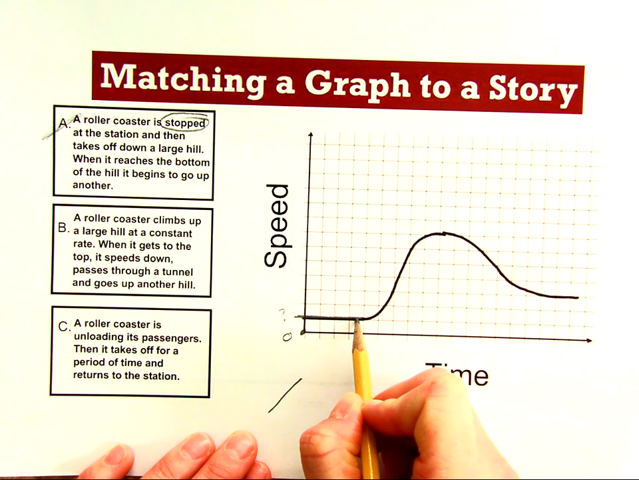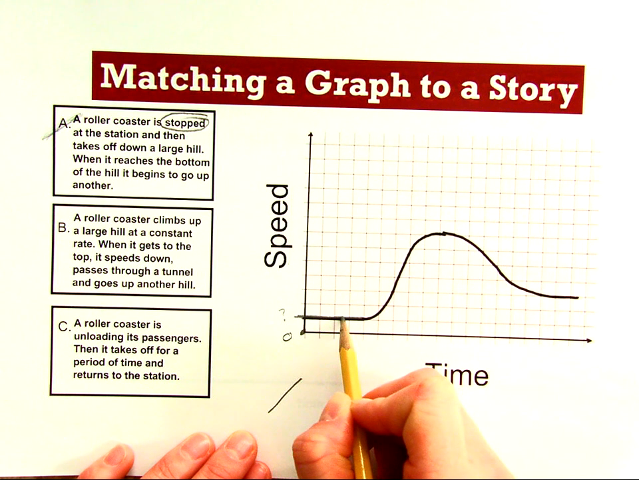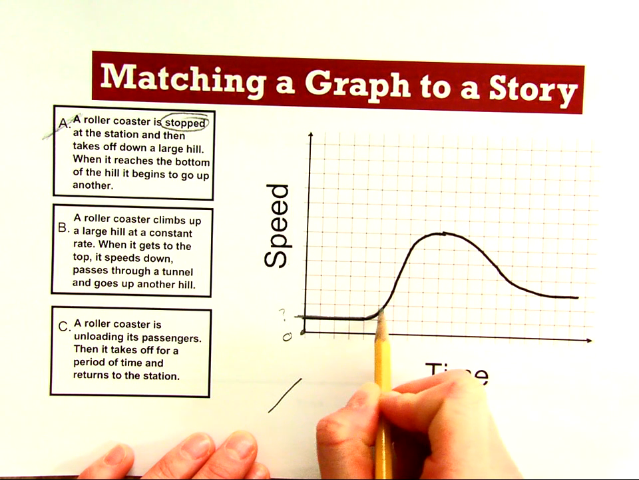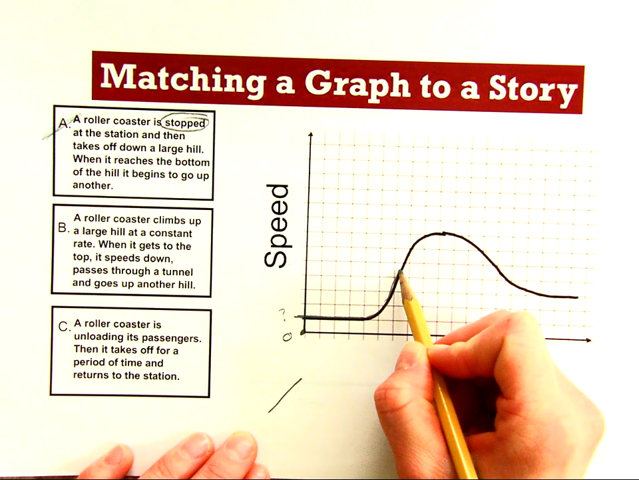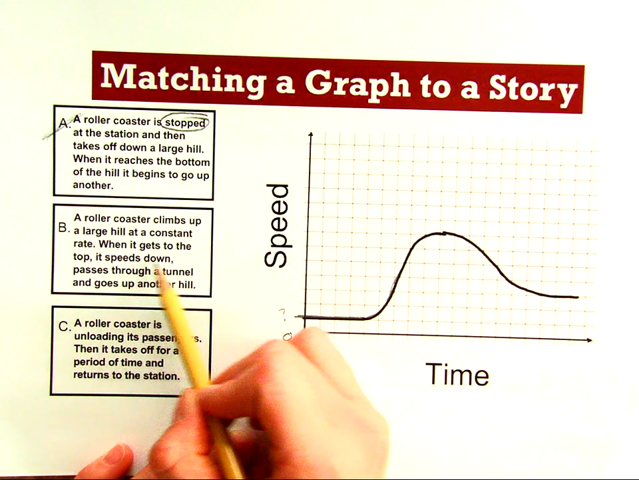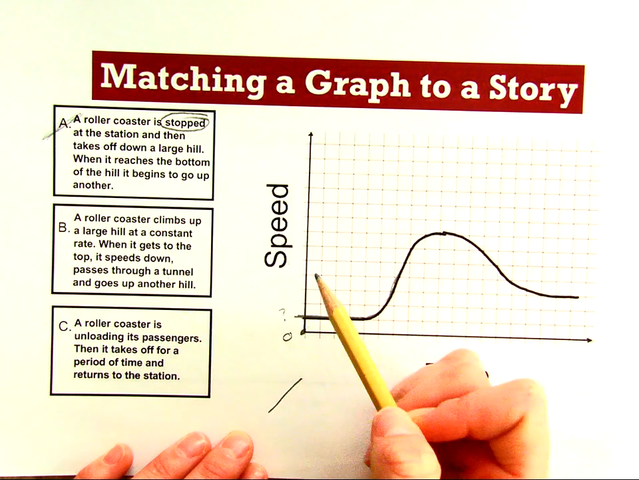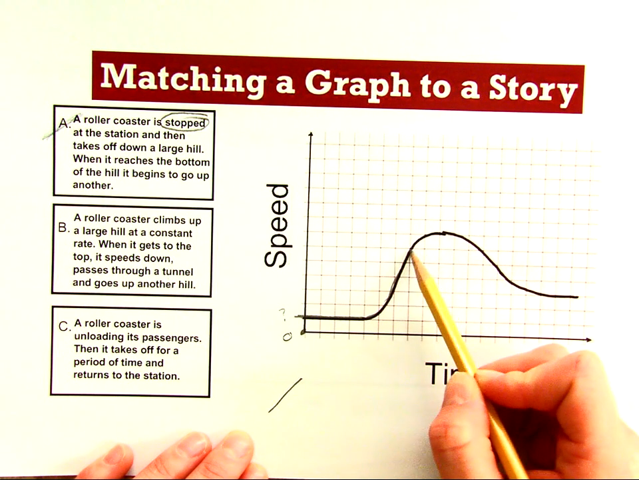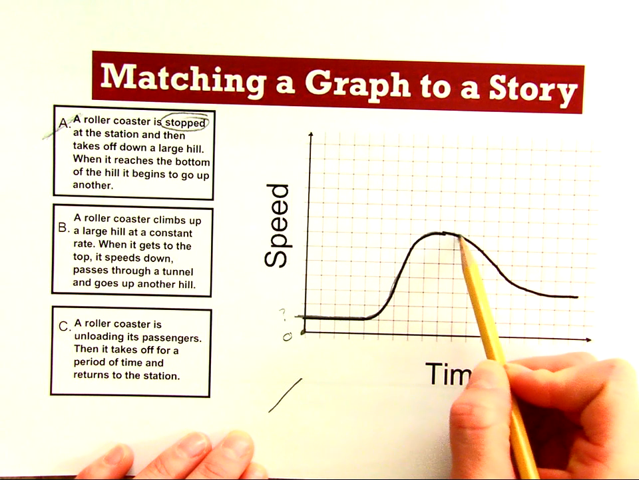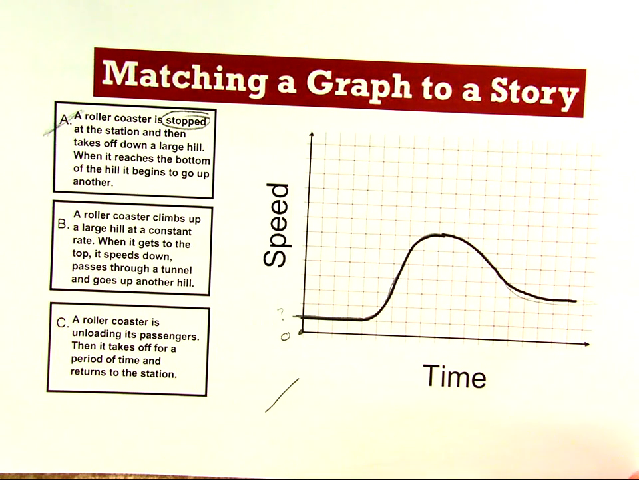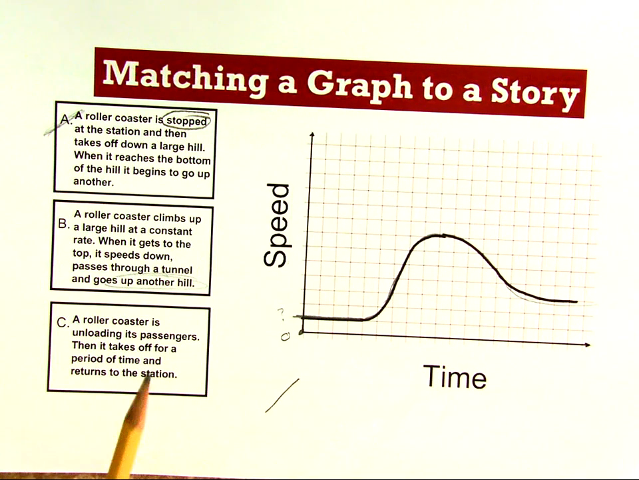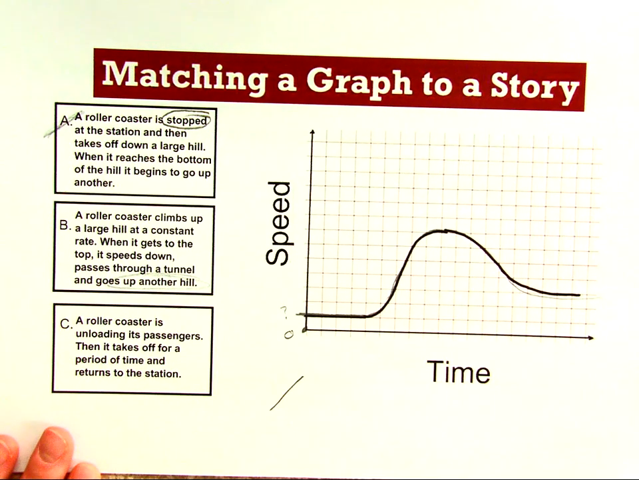When it gets to the top, it speeds down, passes through a tunnel, and goes up another hill. If we're going down a roller coaster, our speed goes up, right? Then when you get to the bottom and go up a hill, your speed's going to come down a little bit, and then it goes through that tunnel. It doesn't really show going up another hill, but everything else matches. So B is a possibility.